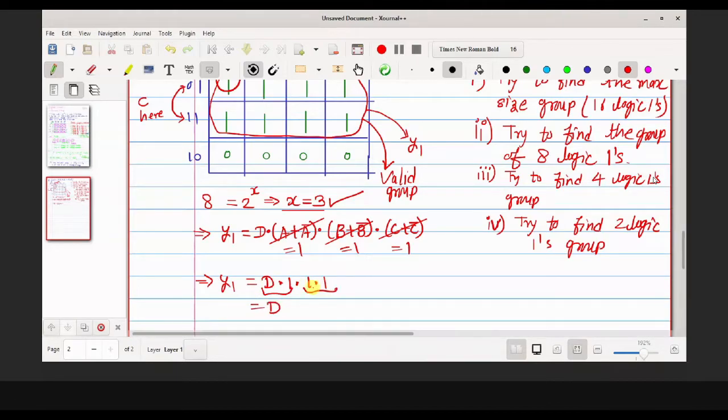1 into 1 is 1. So D into 1 is 1. And finally D into 1 is only D. So we don't have to do all these steps, whatever has been shown over here. Because this is the text method of minimizing the circuit.